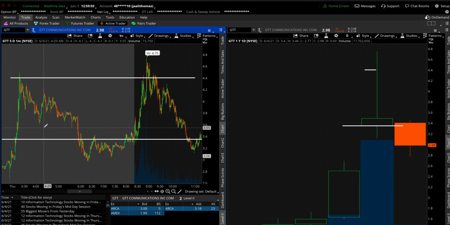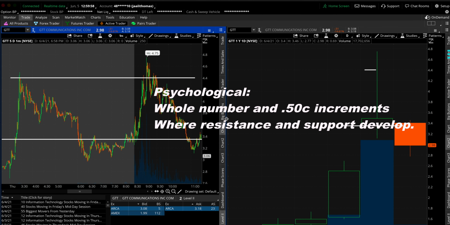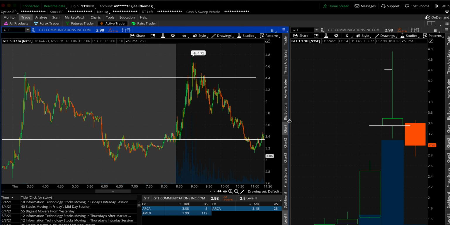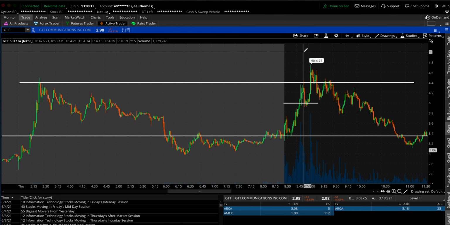And then number three is going to be psychological points. So what are psychological levels? Psychological points are areas where natural selling does develop. Sometimes these will be whole numbers, and that's the most common psychological level. So if we're looking at, for example, 4 is going to be a psychological point. 5 is going to be a psychological point, for example.